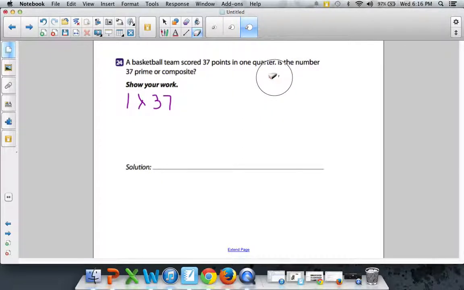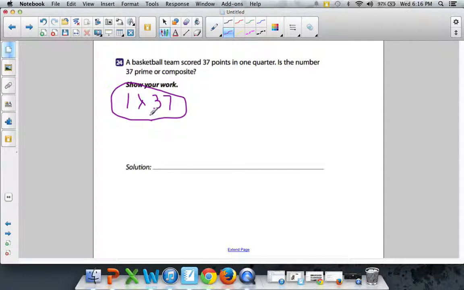How about 4? No. 5? No. 6? No. 7? I mean, gosh, no, I don't think so. No, 7 doesn't work. Well, geez, only 1 times 37 works. So what kind of number is that? When all that you have is 1 and the number itself, you can't be composite. Nope, you are prime. 37 is a prime number.